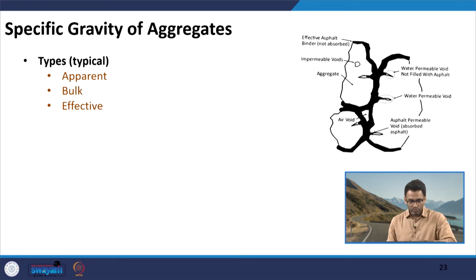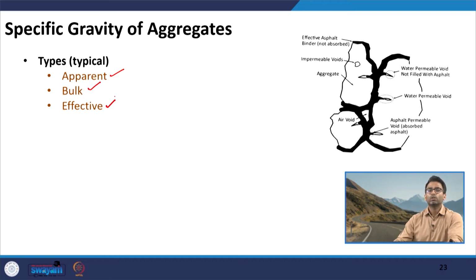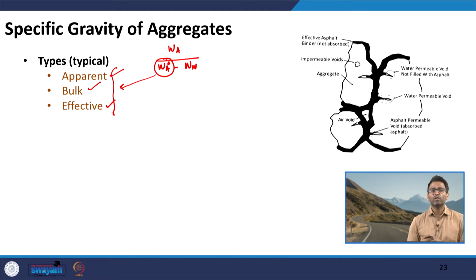I will discuss this further after talking about the types of specific gravity. The typical types of specific gravity in which we are interested are the apparent specific gravity, bulk specific gravity and effective specific gravity. Now, the question is how these specific gravities differ from each other. If you remember, in the previous slide we discussed that the specific gravity of the aggregate can be calculated as weight in air divided by weight in air minus star, minus weight in water, and this star depends on the volume I am interested in. This is where these three types of specific gravity differ from each other.